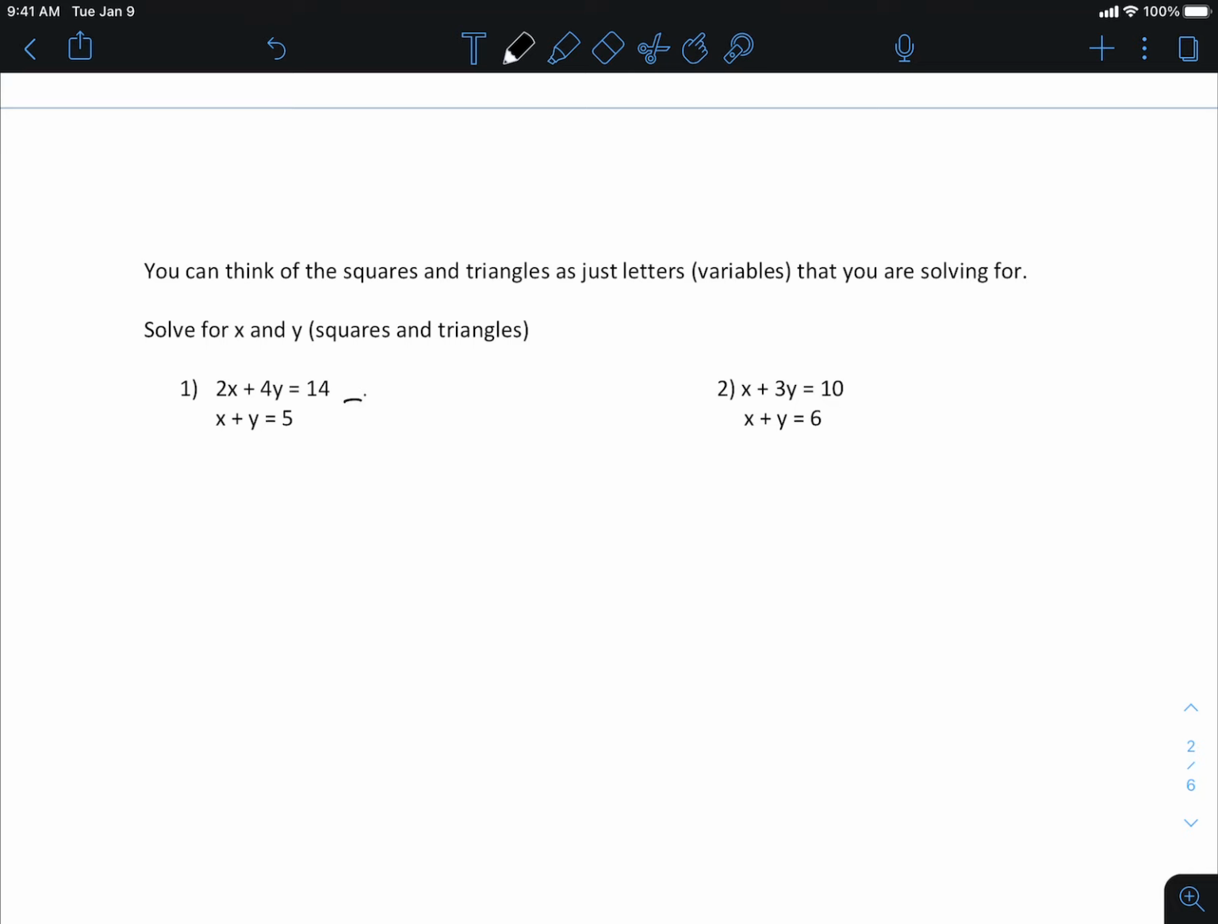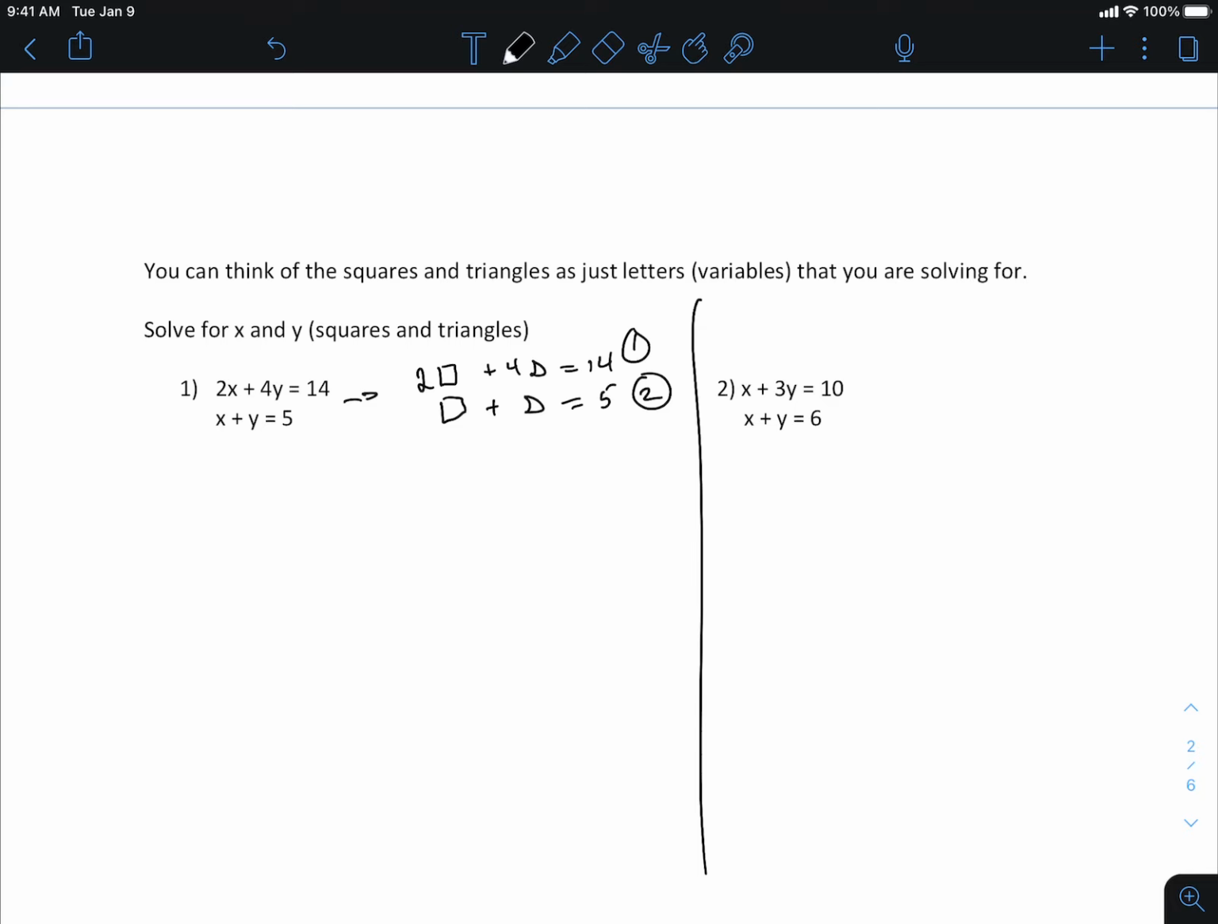there's nothing wrong with writing this: 2 squares plus 4 triangles is equal to 14. And that'll be your first equation, right? And then your second equation could be, okay, well, 1 square plus a triangle has to equal 5. That could be your second equation. Okay, and then you're going to go back to the steps that I showed you above, and you're just going to follow them. You can do this question the exact same way.